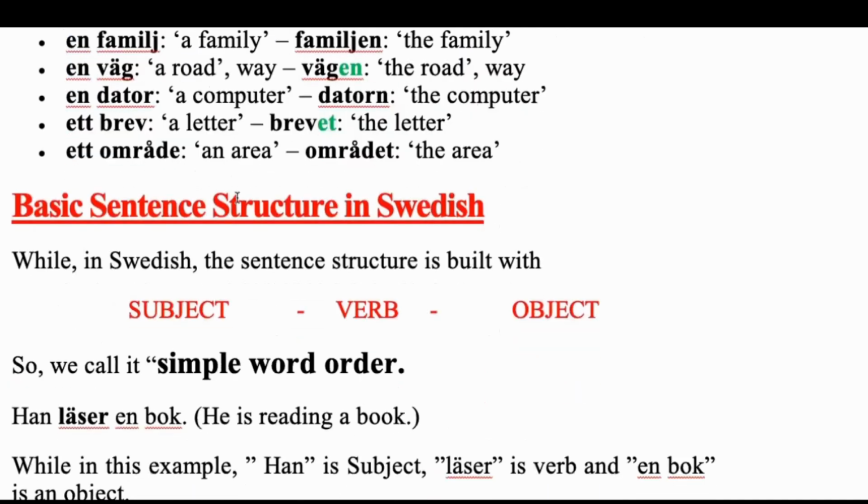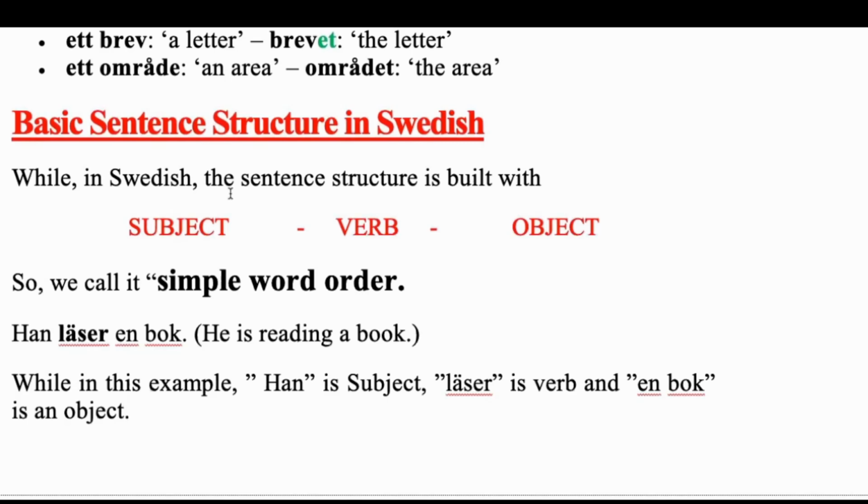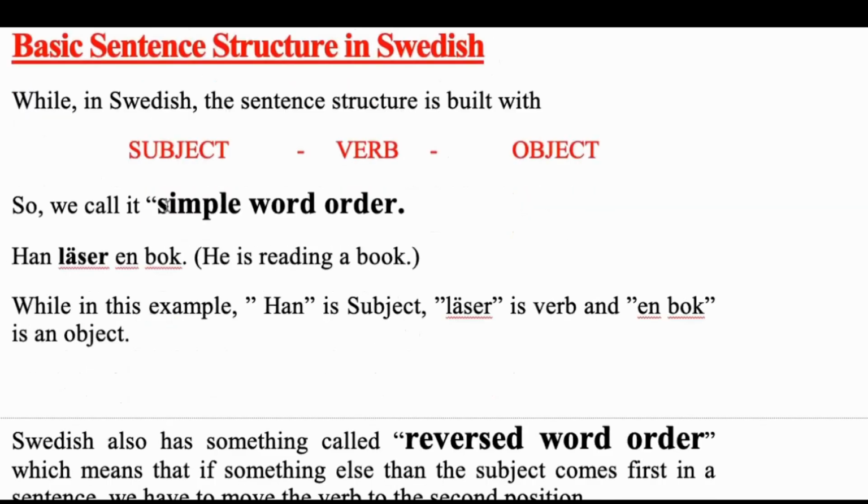Okay. So now we move towards a simple sentence structure. We learned in the very first lesson that this is a simple word order where we place the subject in the very first place, the verb at the second place, and then we have the object, just like in English. Han läser en book. He reads a book or he is reading a book. We don't have a continuous tense in English. In Swedish, we have only nine tenses. So we can translate either as present indefinite or present continuous in English.